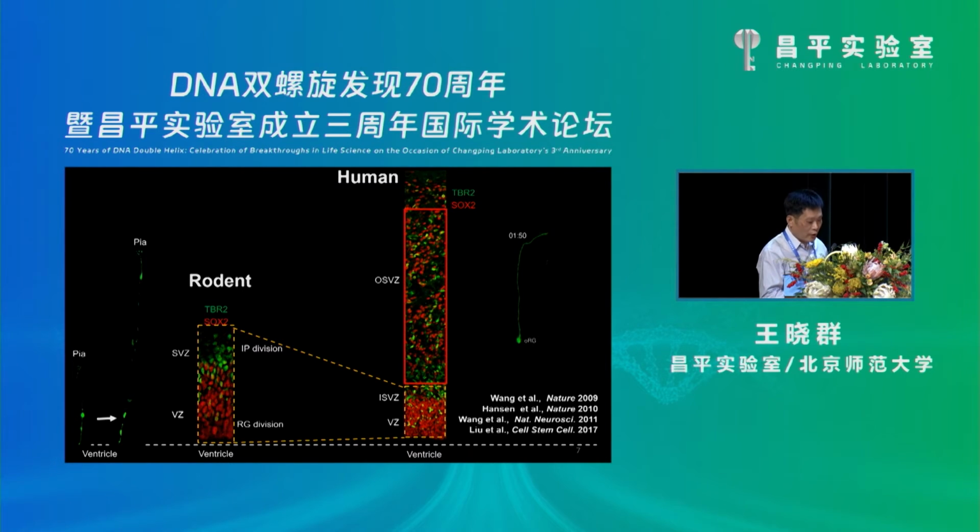The cell, located here, actually is not divided interkinetically, but just shoots up and divides. So the cell can jump up and divide. We call this mitotic somal translocation. They generate a self-renewing OSVZ progenitor cell, or generate another cell which we call the intermediate progenitor cell.